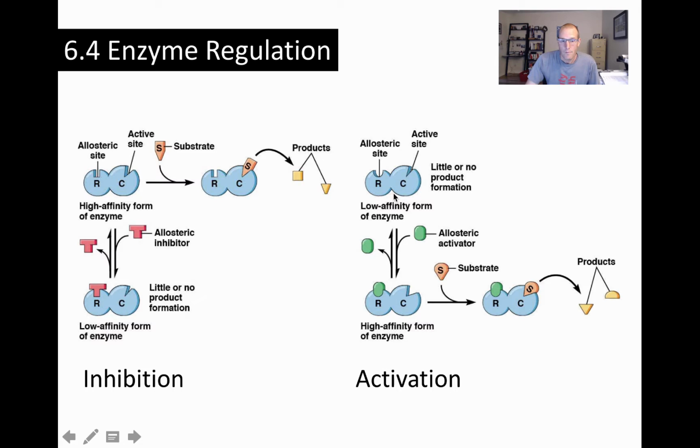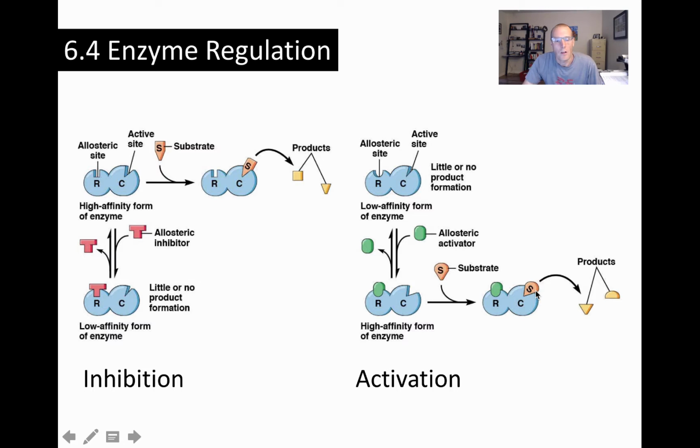Now the flip side of that is that we could have an enzyme which, when it's not bound to an activating allosteric regulator, doesn't do anything. It's got a low affinity for the substrate. Now if you bind the activator, that means that the catalytic subunit of the enzyme has a high affinity for the substrate, and the substrate is converted to product. So that's activation via allosteric regulation.